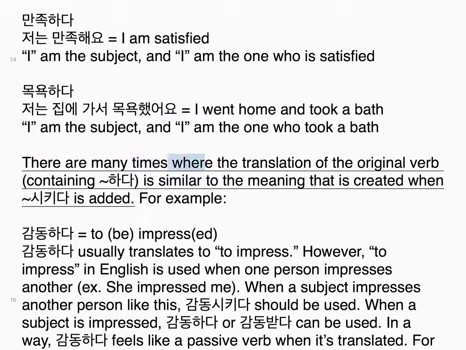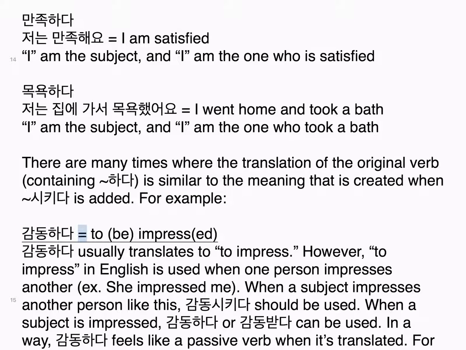There are many times where the translation of the original verb containing 하다 is similar to the meaning that is created when 시키다 is added. For example, 감동하다, to be impressed. 감동하다 usually translates to impress. However, to impress in English is used when one person impresses another. For example, she impressed me. When a subject impresses another person like this, 감동시키다 should be used. When a subject is impressed, 감동하다 is used.